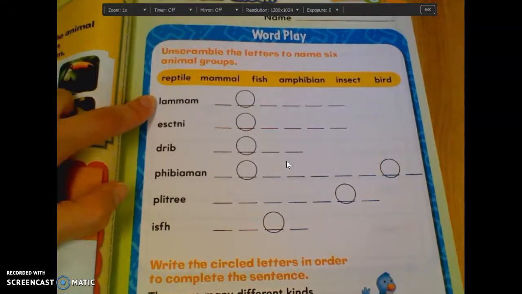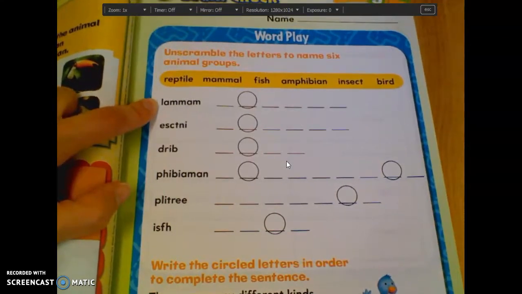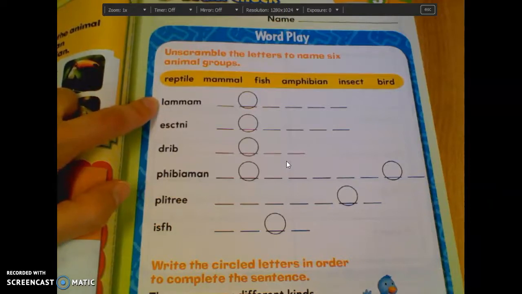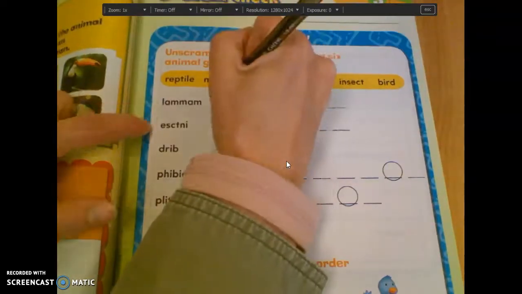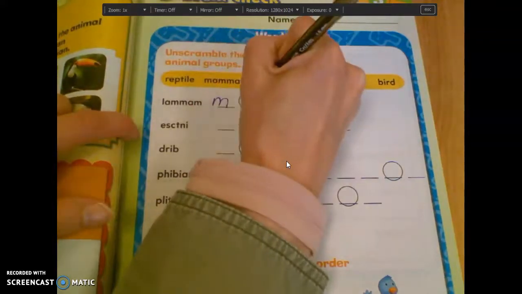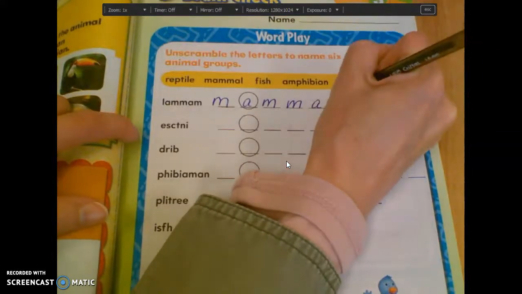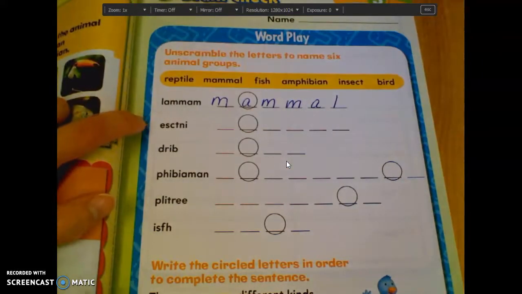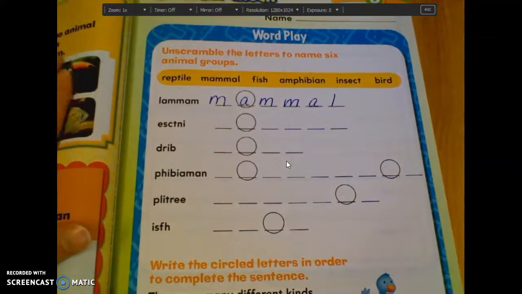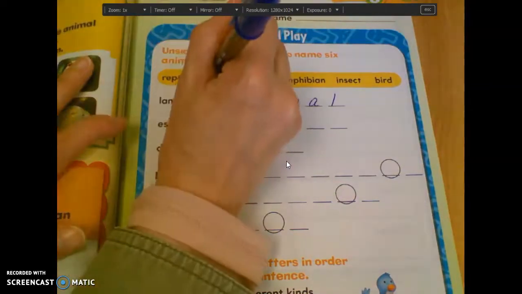Owen. Not reptiles. Because reptiles has a P and a T in it, and there's not one in this one. What animal group is that saying? When we unscramble those letters, it's going to make one. Caitlin? Mammal, yes. So you're going to write M, A, M, M, A, L. Mammal. That's one animal group. And then we can cross it out at the top.